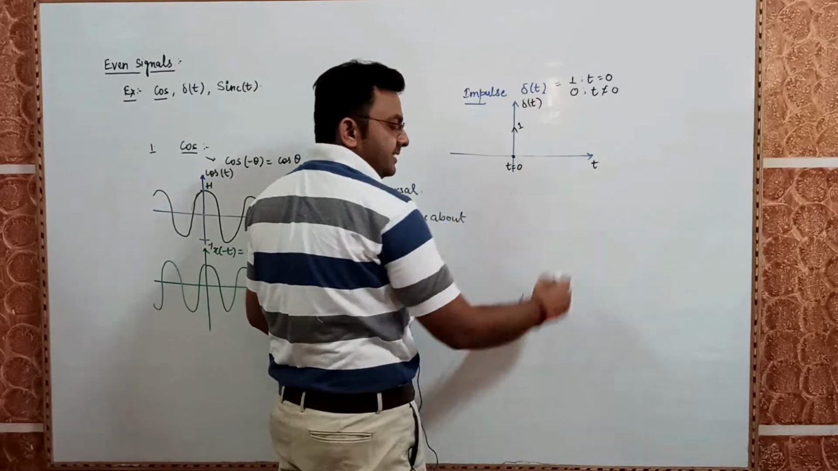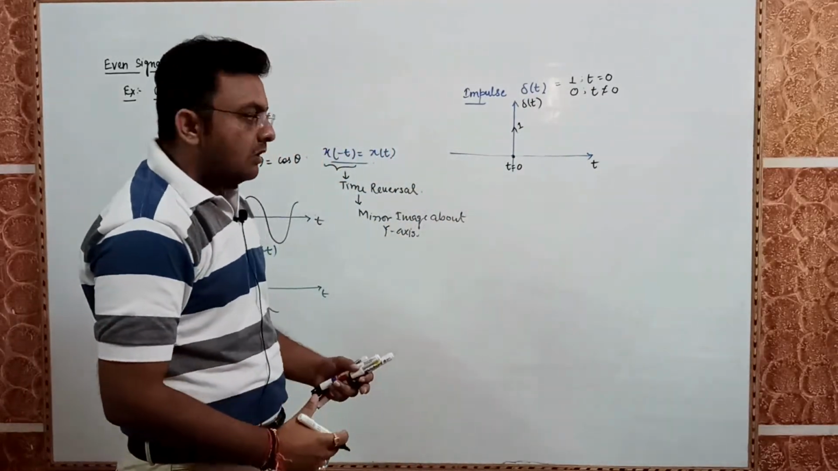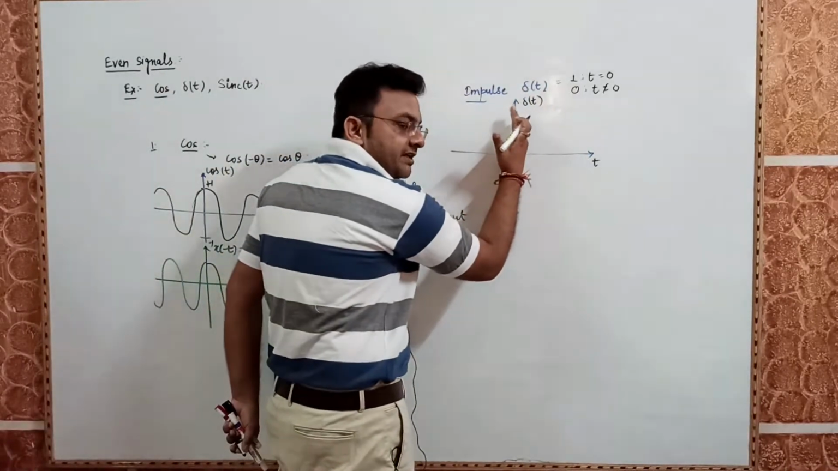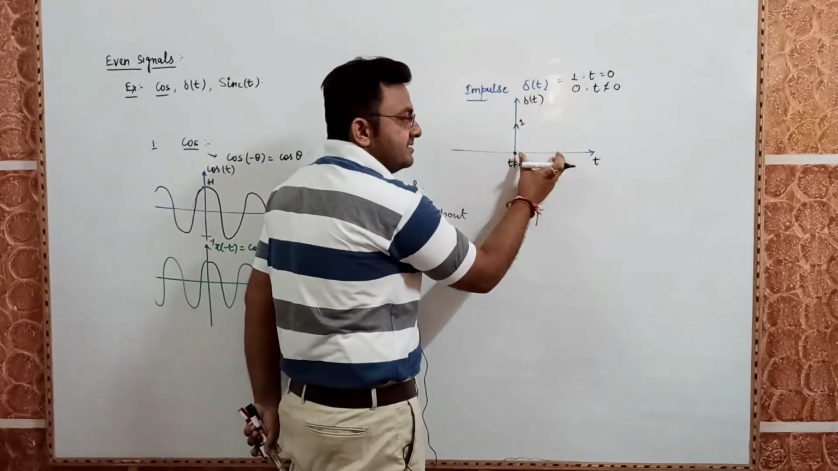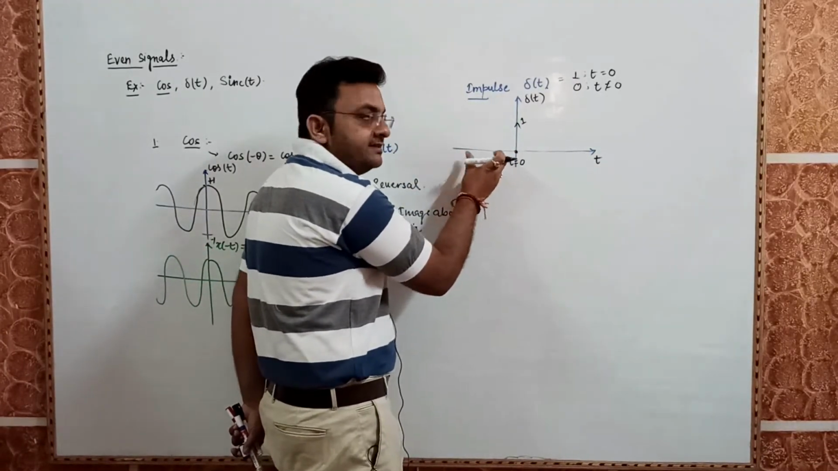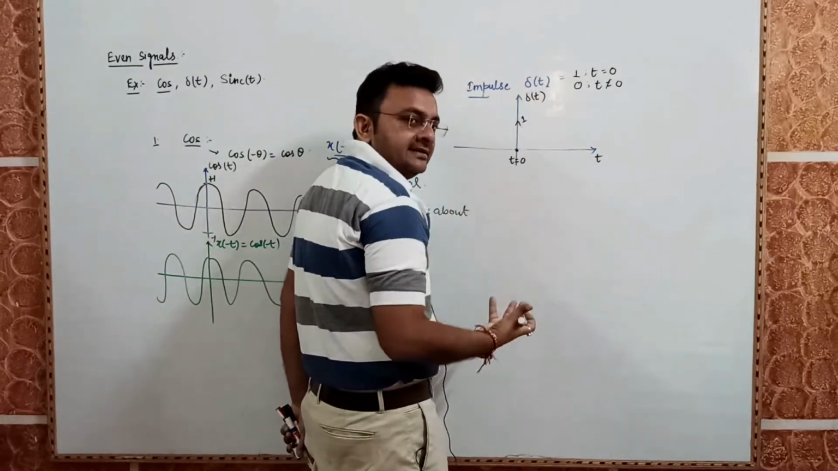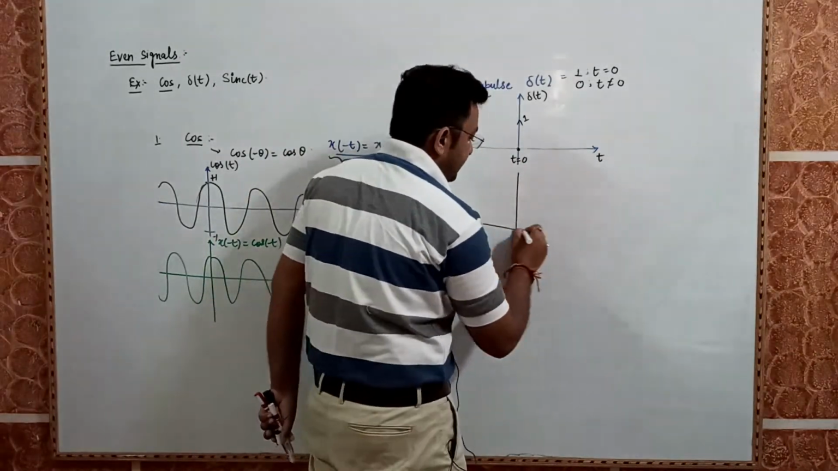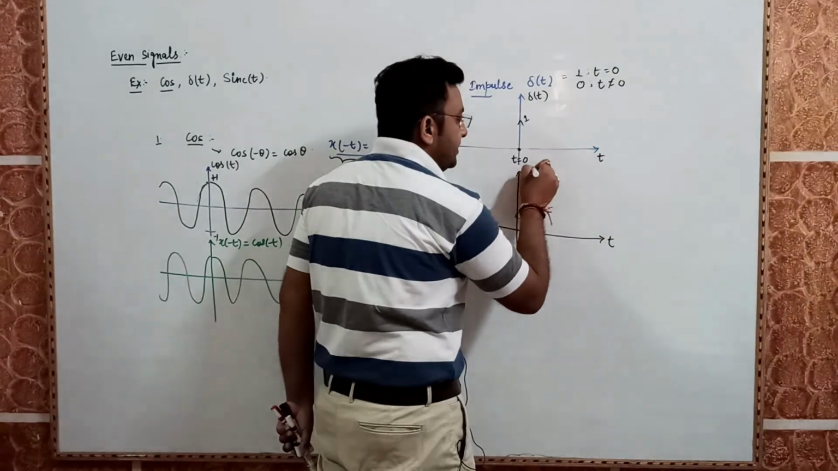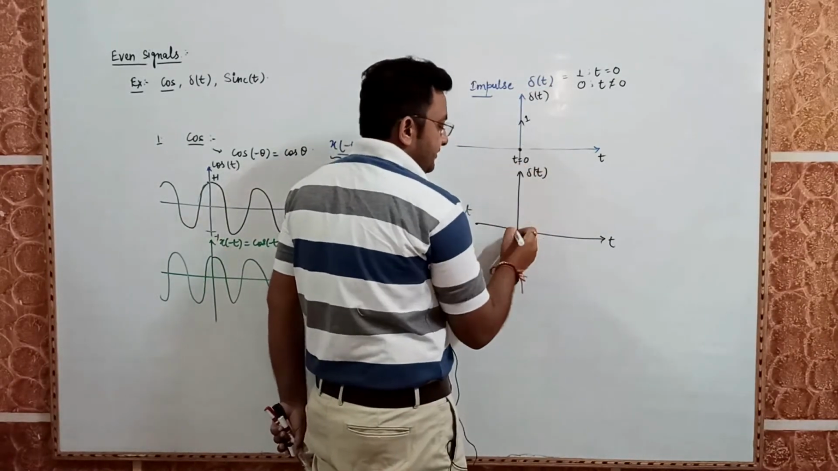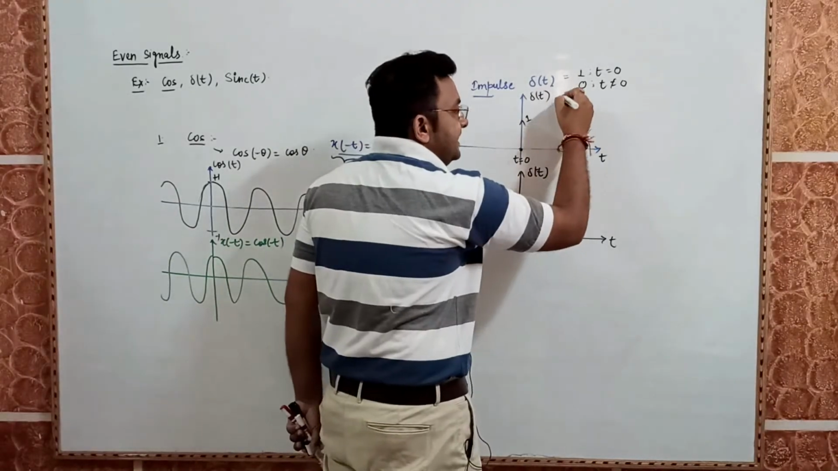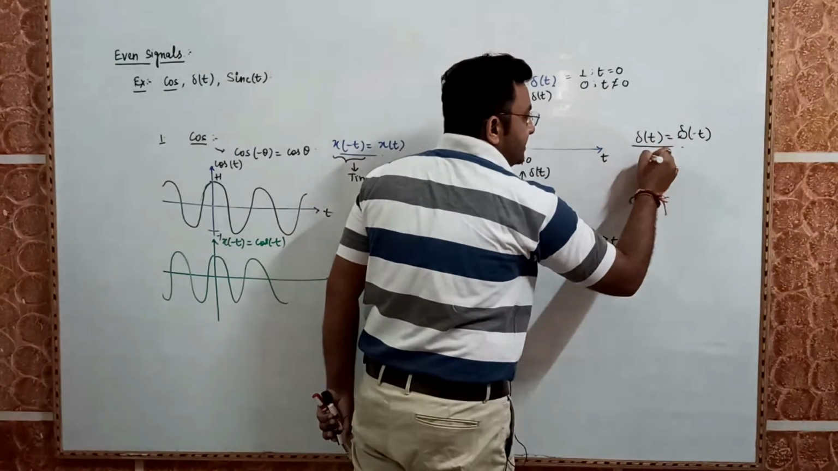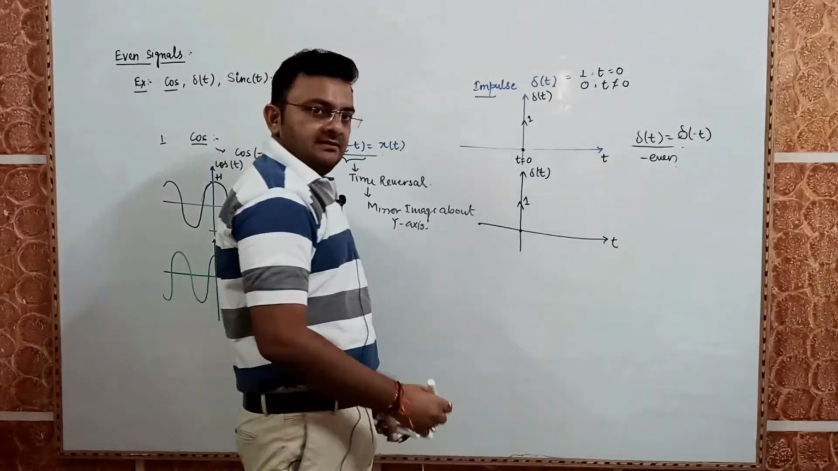That means at t equal to 0 we get the value 1, and this is the delta t. If we want to draw the time reversal, you place a mirror over here and you will find nothing on both sides, because this is 0 and this one is also 0. So what will we get? Only the value on the y-axis. So how will you plot delta of minus t? Delta of minus t would be like this only. So delta t is equal to delta of minus t. That's why we say that it's an even signal.